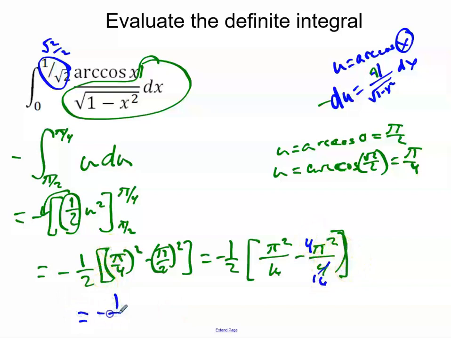So now I have pi squared minus 4 pi squared, which is going to give me negative 3 pi squared over 16. And lastly, multiply those together. That gives me 3 pi squared over 32.